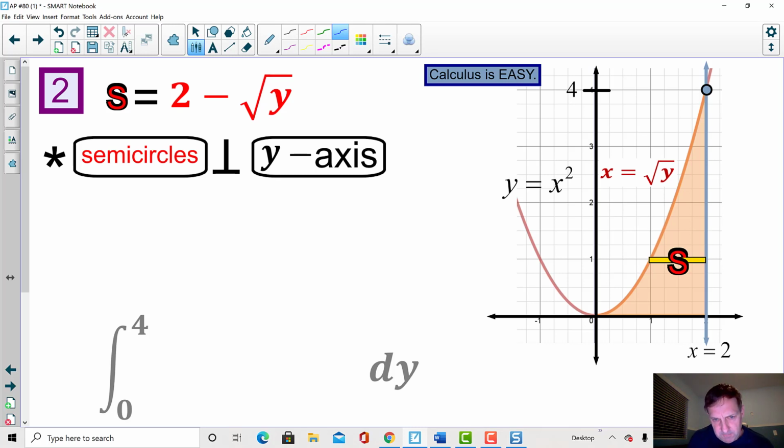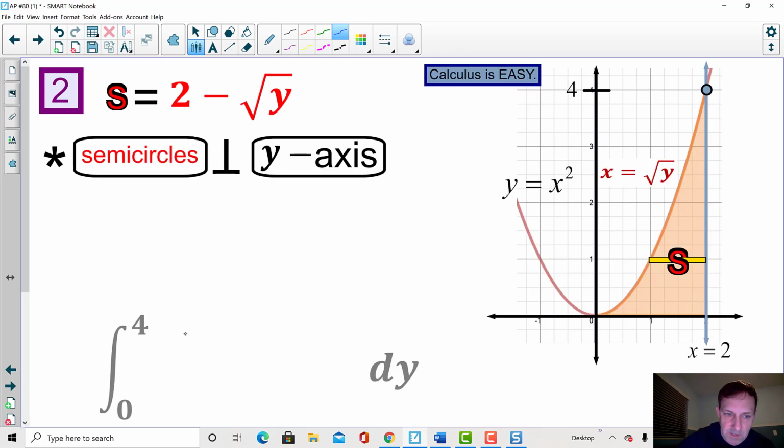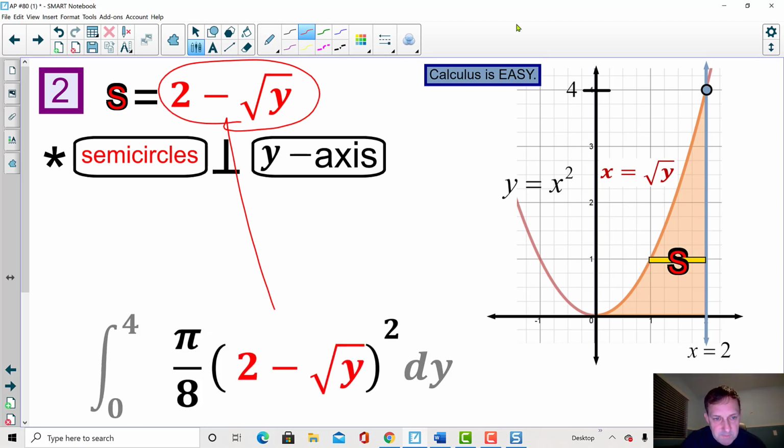Let's go back and take a look. If you look inside here, we have 1/8 pi s squared. So that's kind of like pi over 8 s squared. So we're going to need pi over 8 and then s squared. Remember, each s did not change, so we can plug this in for the s. 2 minus the square root of y. There we go, we plugged in the s. And then we have our factor in front that belongs to a semicircle. Some people just memorize that, pi over 8 s squared.